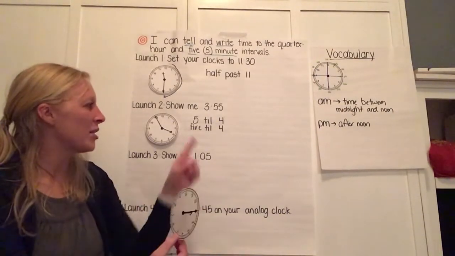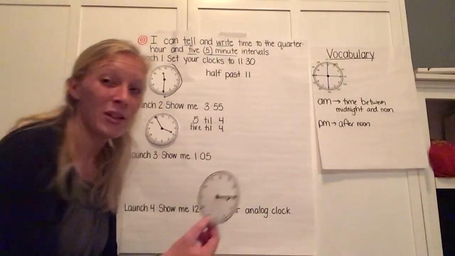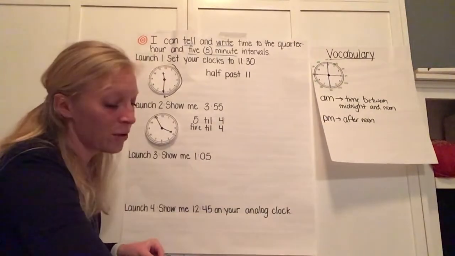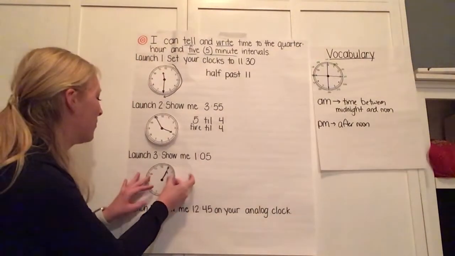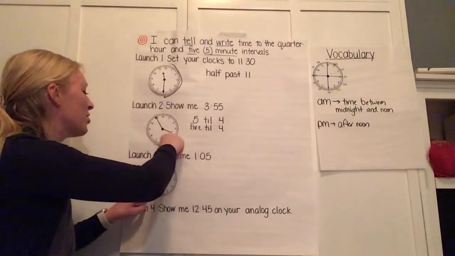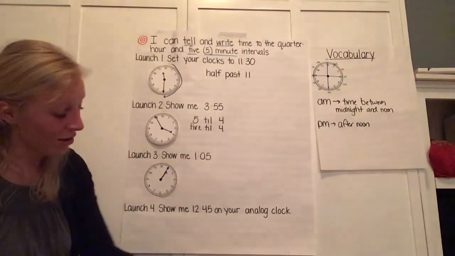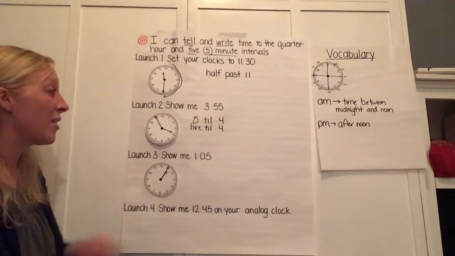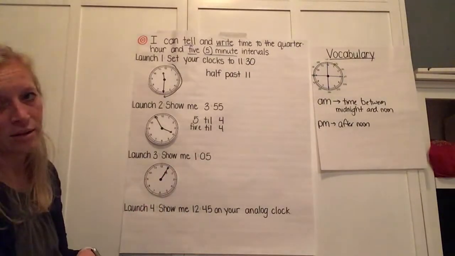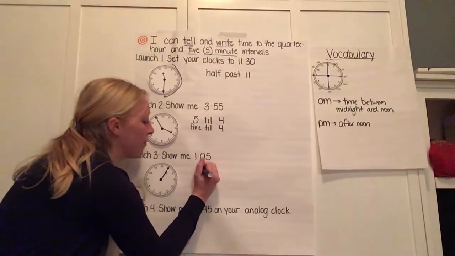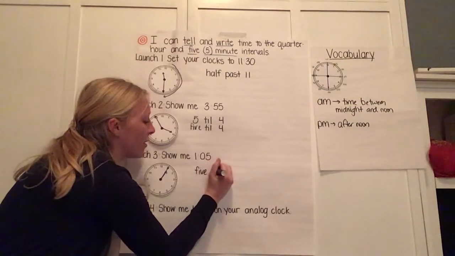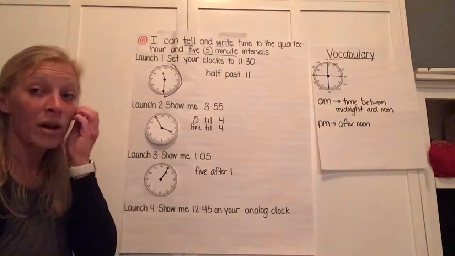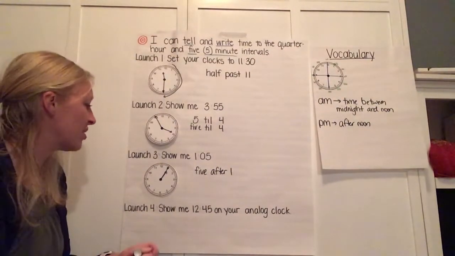Now let's think about this one. At 3:55, it was closer to 4. At 1:05, we're closer to what? That's right. We're closer to that hour that we wrote, right? So instead of 5 till the next time, it's what? 5 after 1 or 1:05. It's very close to that 1 o'clock.